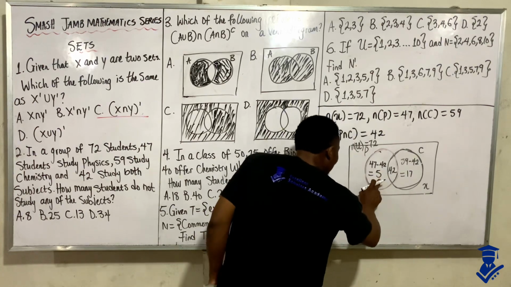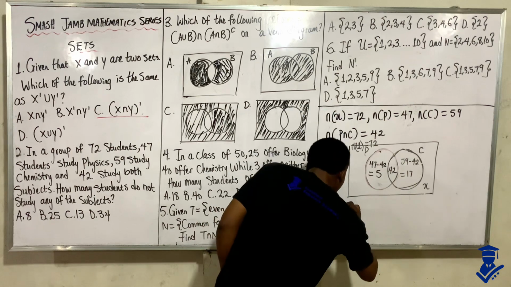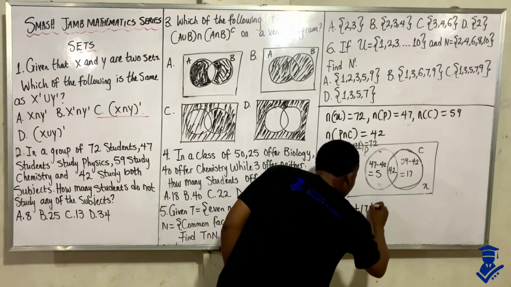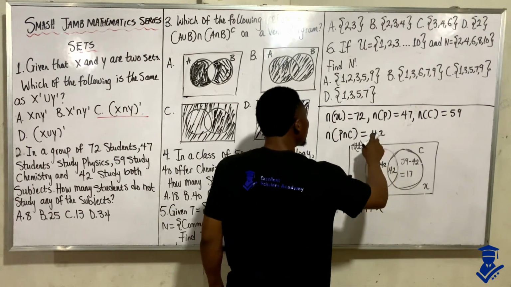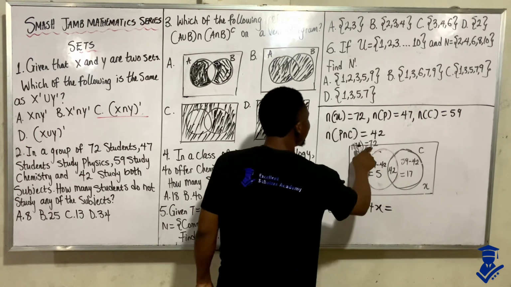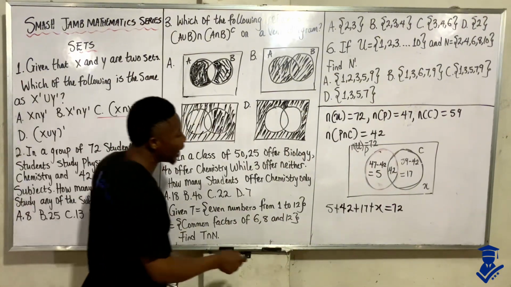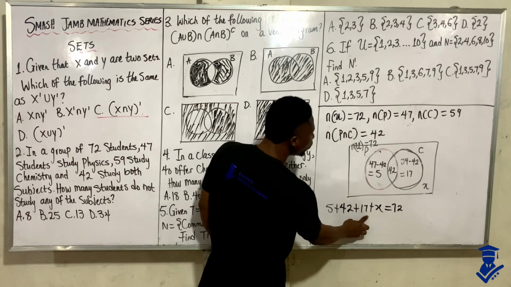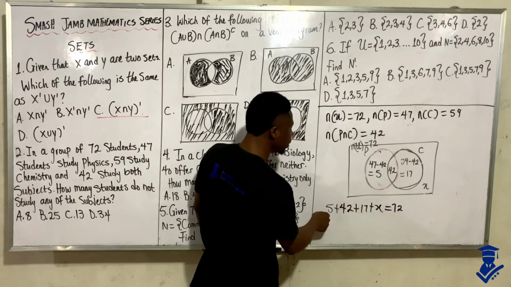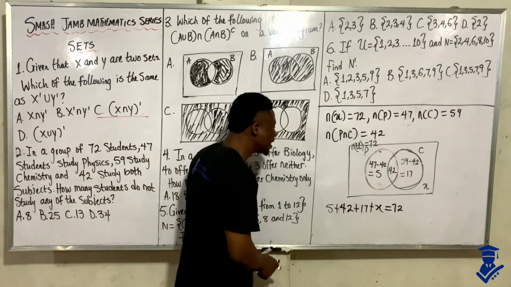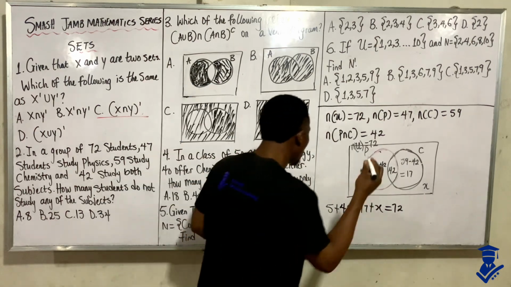So it becomes 5 plus 42 plus 17 plus this x, which is the number of people that do not study any of these subjects. It must be equal to the universal set, which is 72. So we have 42 plus 17 gives us 59. And then 59 plus 5 gives us 64. So it becomes what?